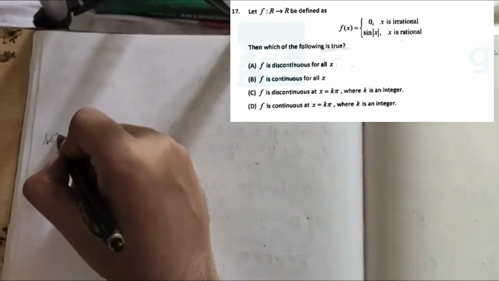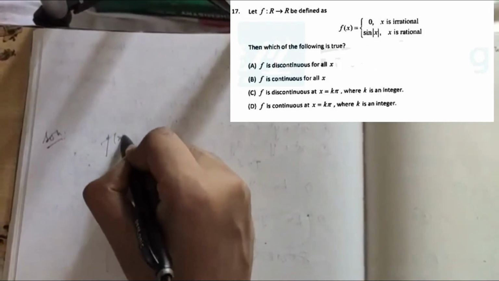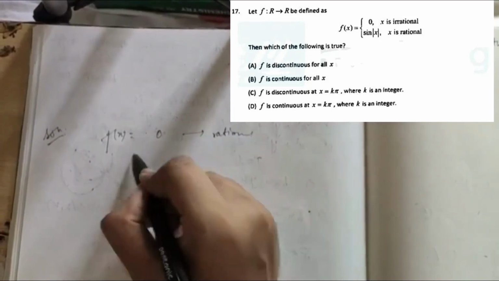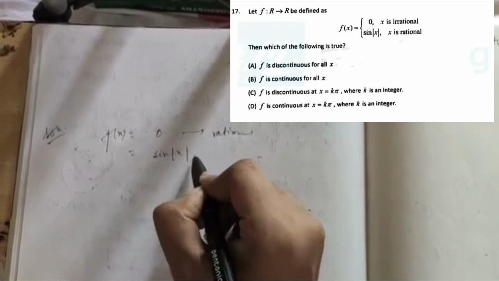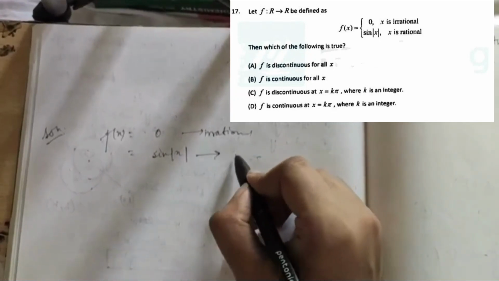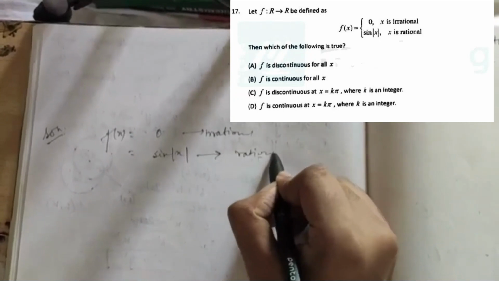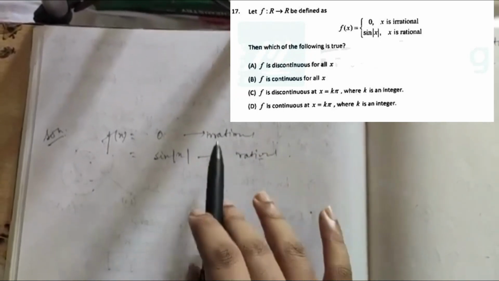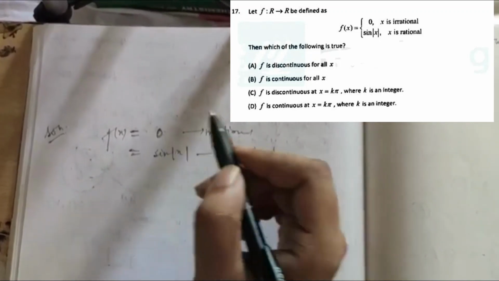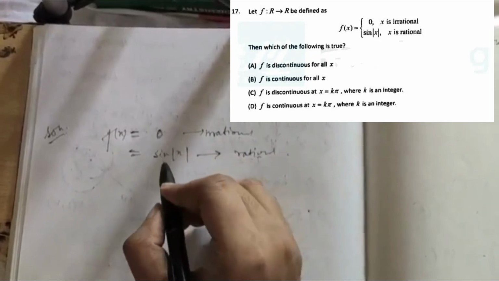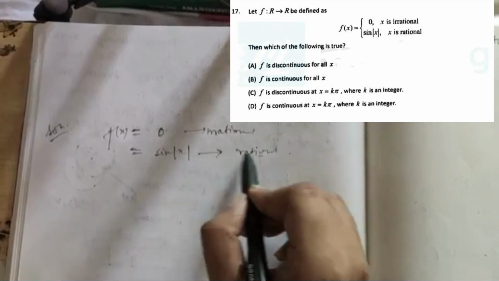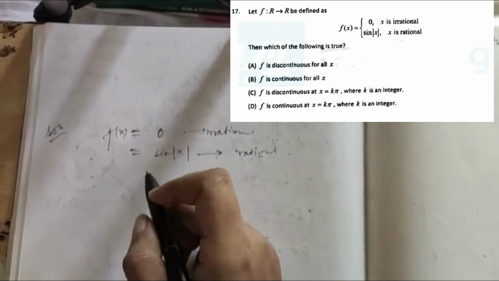On to the next question. It's given that f(x) is equal to 0 when x is rational, and equal to sine of mod x if x is irrational. By lots of practice you will have to get a grip on these types of questions. We can't say where it can be discontinuous, because there are so many irrational points and so many rational points, so we can't comment on that.